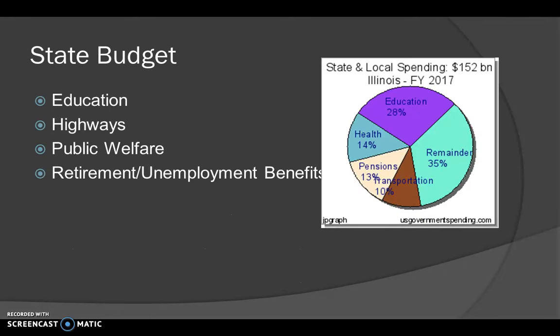So every state has a budget, and the state budget allocates or gives money to the 4 main areas. We have education, highways, public welfare, and retirement and unemployment benefits. If you look at the pie chart over here, education is 28%, the health or public welfare would be 14%, the retirement and unemployment benefits would be your pensions at 13%, and transportation is 10%. So that is 65% of the Illinois budget spent on those 4 sections. The remaining 35% is spent on various other programs.